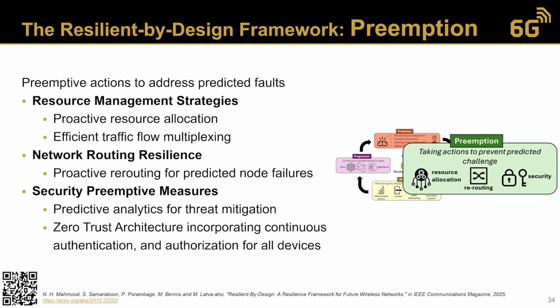So allocating resources to ensure that, for example, there is no outage, or efficient traffic flow multiplexing. So for example, to reroute the traffic to avoid a node that is predicted to fail. And then also we can have security preemptive measures such as predictive analytics for threat mitigation or zero trust architecture that incorporates continuous authentication and authorization for all devices so that security failures can be proactively prevented.